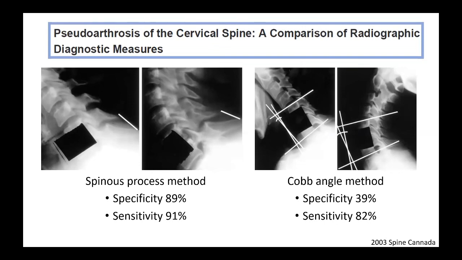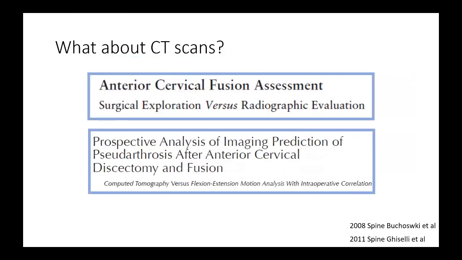In terms of measuring it on dynamic radiographs, the spinous process method is the most sensitive and specific. You just measure the distance between the two spinous processes, and if it's greater than 2 millimeters, it has a specificity of 89% and a sensitivity of 91%. And this is better than the Cobb angle method.